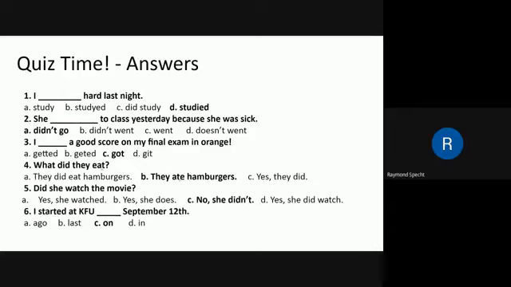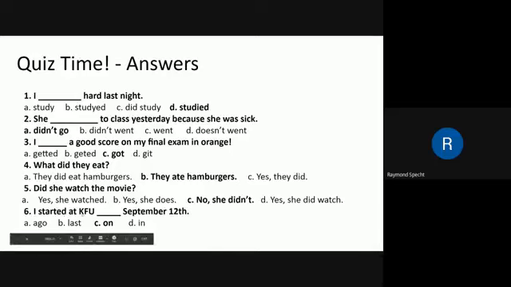What did they eat? They ate hamburgers. Did she watch the movie? No, she didn't. Okay, if we look at all the rest of the answers, yes, she watched. No. Yes, she does. Yes, she did watch. No. What would be the correct answer for the yes question? Did she watch the movie? You would say, yes, she did.